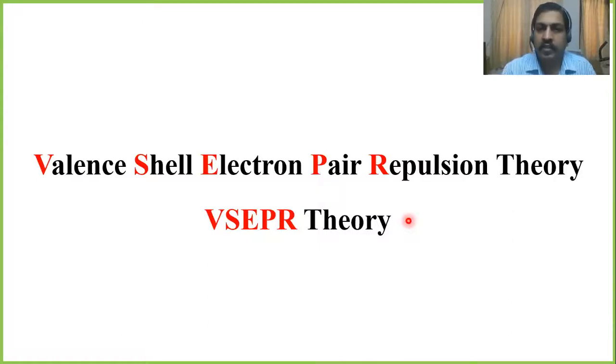Valence shell electron pair repulsion theory, in short VSEPR theory. This topic comes under the chapter chemical bonding. It's a very interesting topic. It is about shapes of molecules.